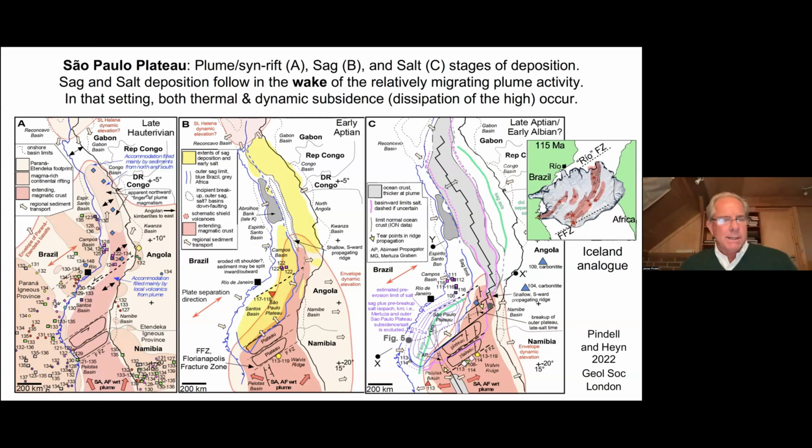So what's happening? We have the plume activity taking place early on, but that also retracts to the southeast relative to Brazil. And what we have, according to our model, and is supporting our model, is that the sag and salt deposition takes place in the wake of the plume as it moves relatively away from Sao Paulo Plateau. What's actually happening is that Brazil is moving to the northwest from the plume in the mantle reference frame. But relative to the continent, the sag salt deposition takes place in the wake of the plume.